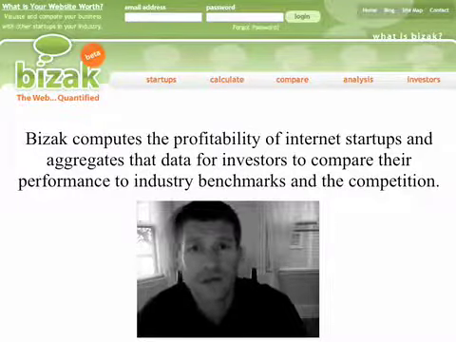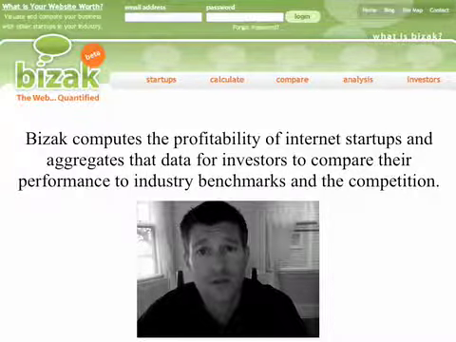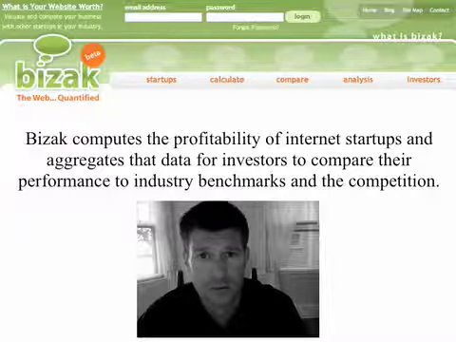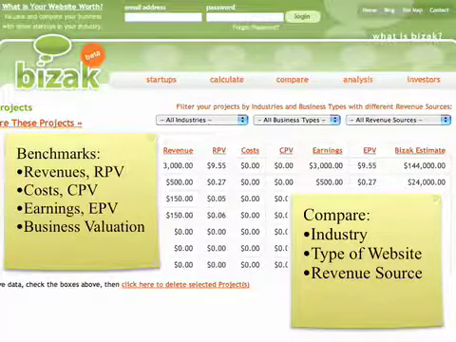Bizak computes the profitability of internet startups and aggregates that data for investors to compare the performance to industry benchmarks and the competition. The benchmarks that Bizak computes are revenues, revenues per visitor, costs, cost per visitor, earnings, earnings per visitor, and business valuation, which we also call the Bizak estimate. These benchmarks can be viewed, compared, and sorted according to industry, type of website, and revenue source.